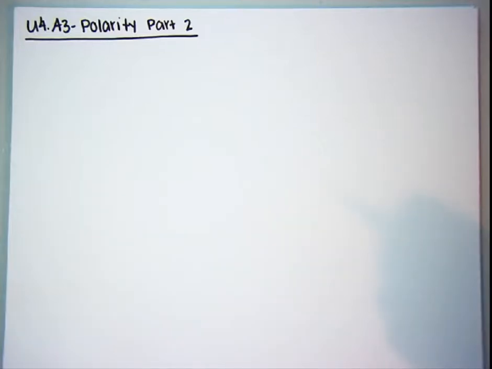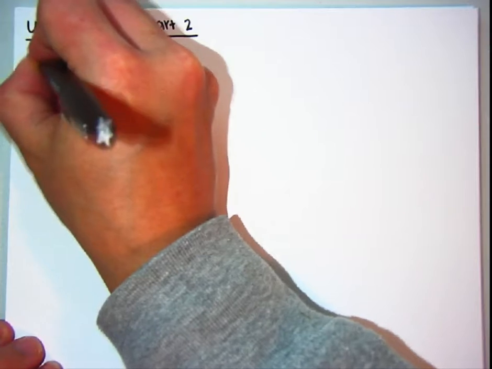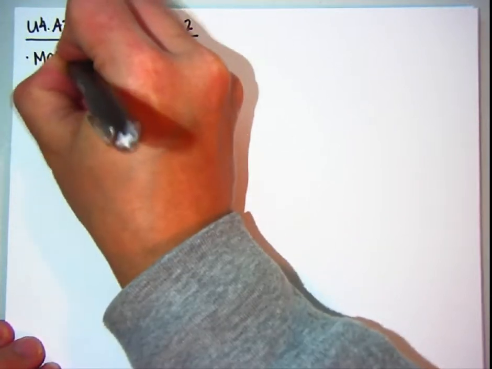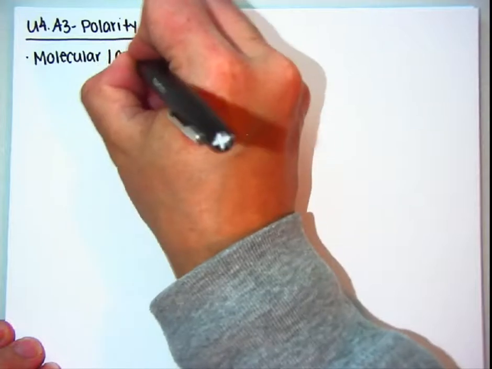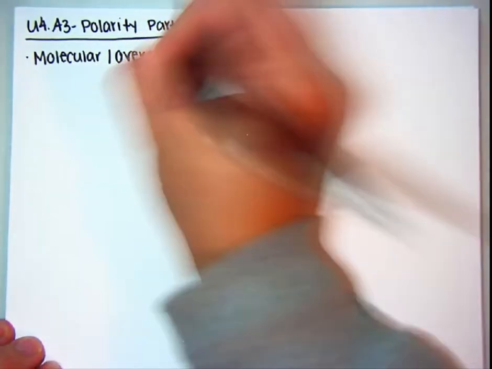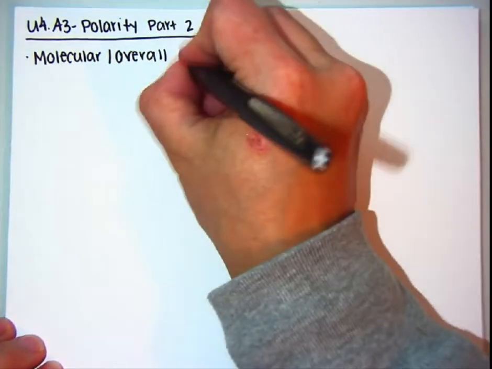In this lesson, we're going to continue on with Unit 4, Acquisition 3. We're talking about polarity still. Last lecture, we really focused on bond polarity. How does the difference in electronegativity affect whether we have polar bonds or nonpolar bonds? What we are going to focus on today is called molecular or overall polarity. Is the overall molecule polar or nonpolar?